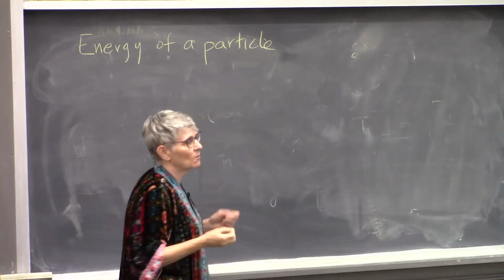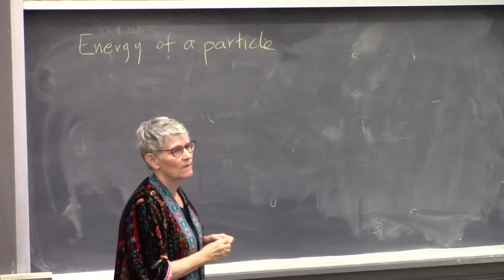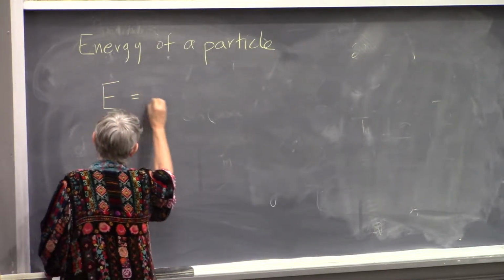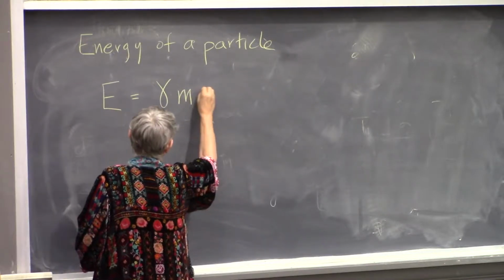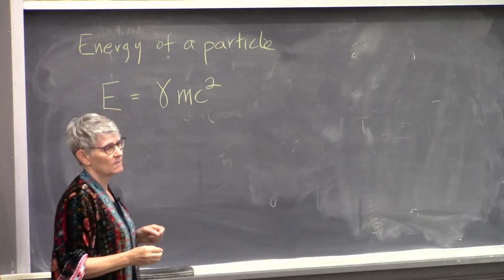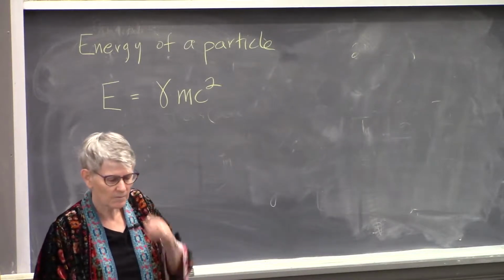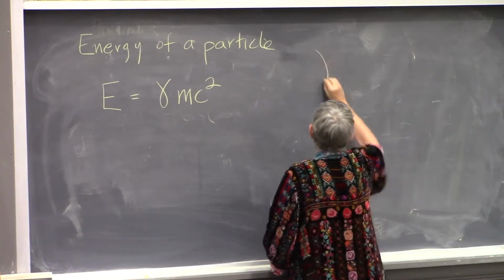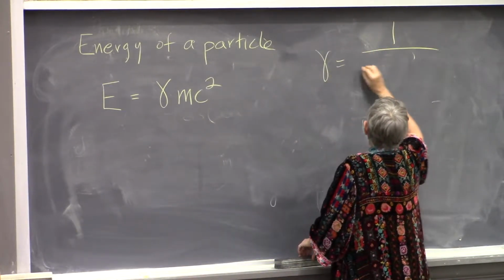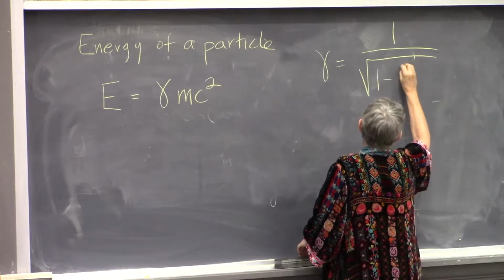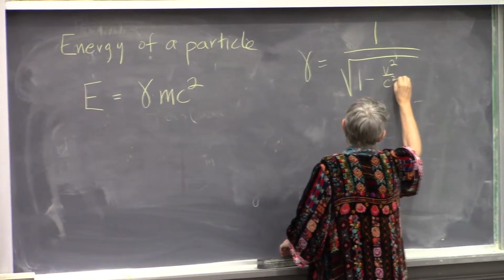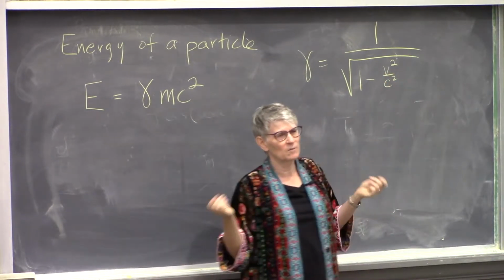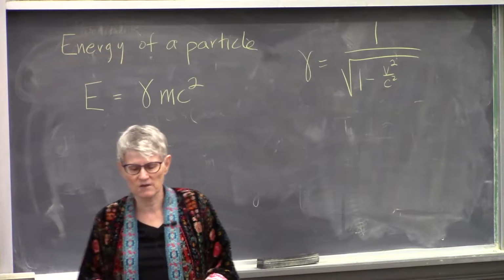Or some system that we're modeling as a single particle. Well, the energy of a single particle is in fact gamma mc squared, where gamma is our old friend gamma. Gamma is equal to 1 over the square root of 1 minus v squared over c squared. And here I'm using the undecorated v to mean the magnitude of the velocity, so it's the speed.